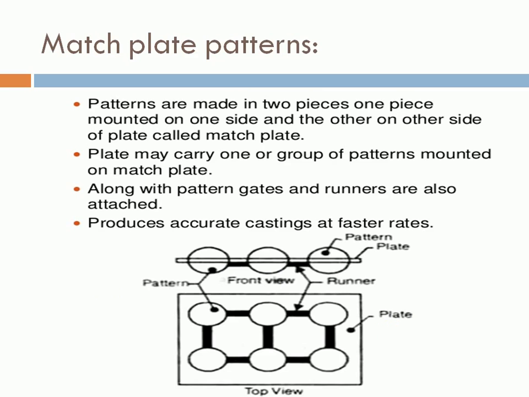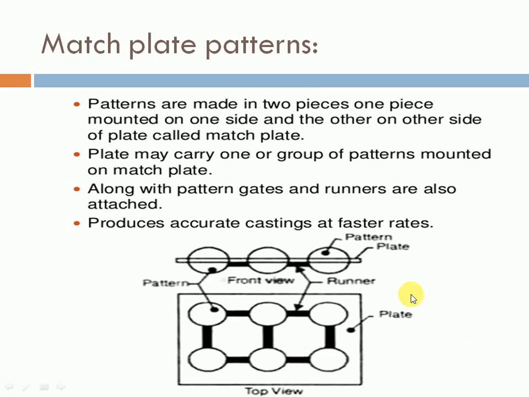Now match plate patterns. So I hope with the use of this figure you can easily understand. In this figure you can see the top view of this particular molding, and the casting to be produced, whichever type of workpiece you want to produce with this casting process. It is called match plate patterns, and patterns are made into two pieces. One piece is mounted on one side and the other on the other side of the plate. It is called a match plate. So the plate may carry one or a group of patterns mounted on the match plate, and along with the patterns, gates and runners are also attached, so it produces accurate castings at faster rates.